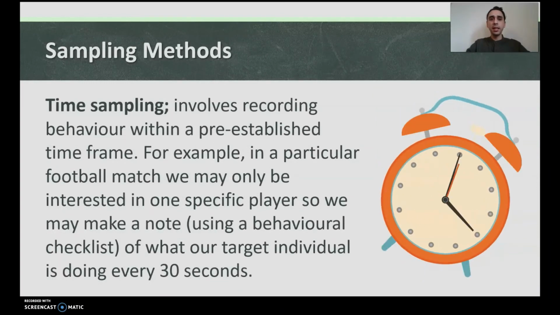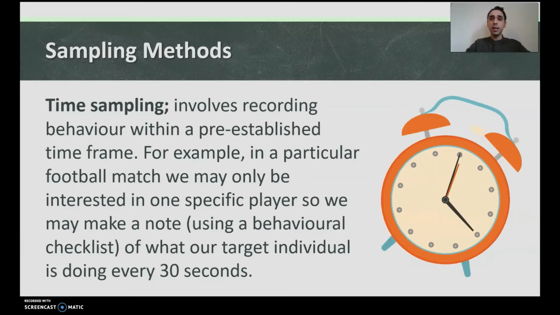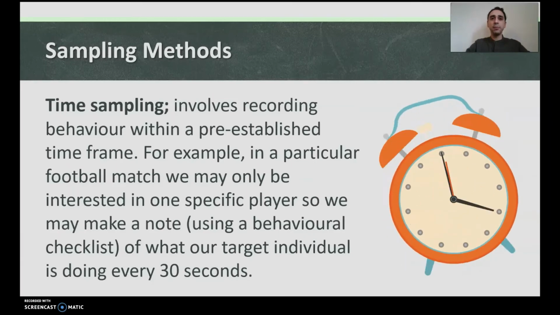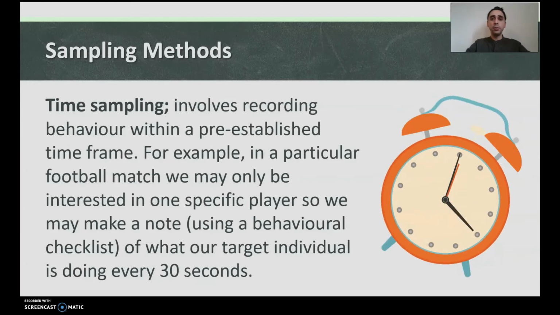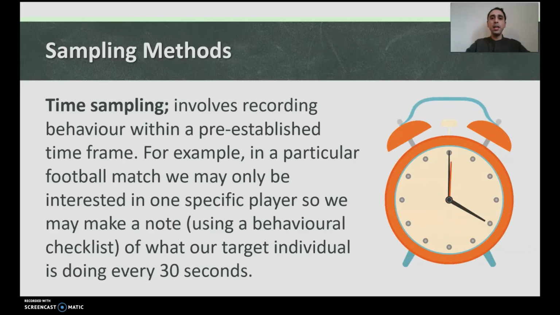The other sampling technique is time sampling. Time sampling involves recording behavior within a pre-established time frame. For example, in a particular football match, we may only be interested in one specific player, so we may make a note using a behavioral checklist of what our target individual is doing every 30 seconds. Or it could be every minute or whatever time you want.